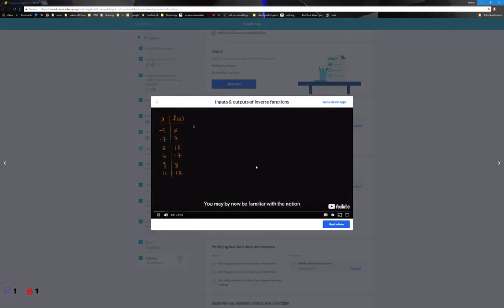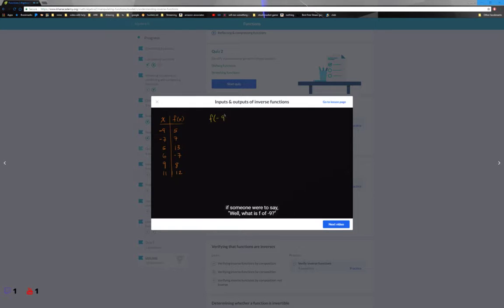You may by now be familiar with the notion of evaluating a function at a particular value. So for example, if this table is our function definition, if someone were to say, what is f of -9? You'd say, okay, if we input -9 into our function, if x is -9, this table tells us that f of x is going to be equal to 5.